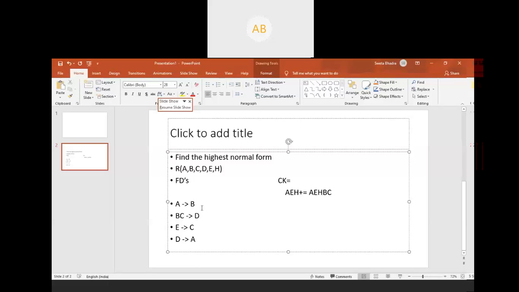E we can determine C. Again, BC is there. BC determines D. And D determines A, but A is already present.